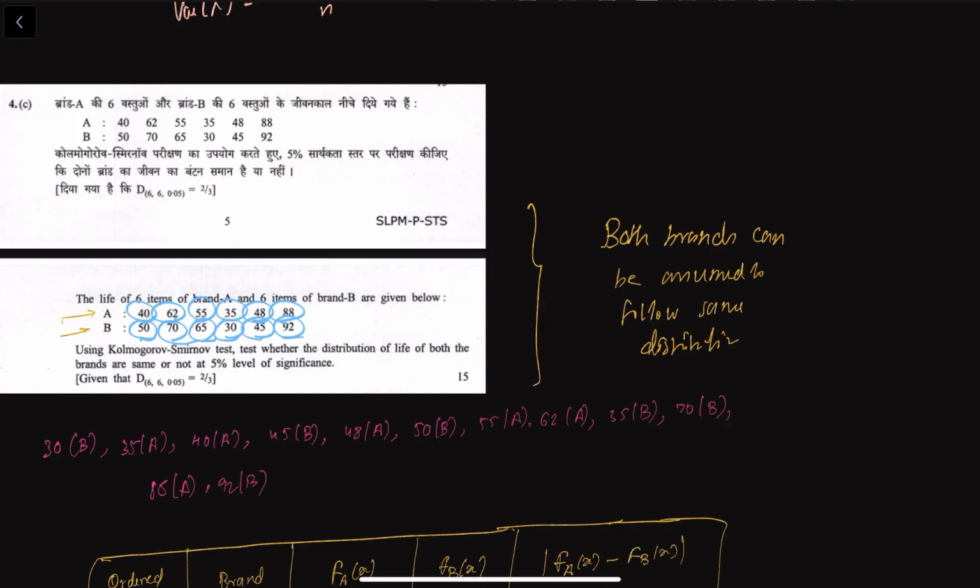So we can clearly say at 5% level of significance, there is no evidence to suggest that the lifetime distributions of both the brands are different. That's why they're assumed to follow the same distribution. So that's it for this video. We'll meet in the next video.